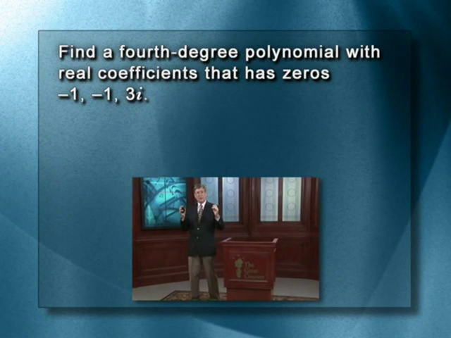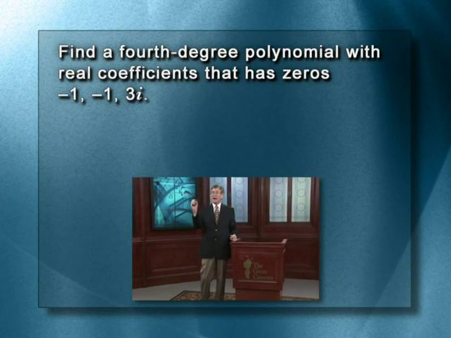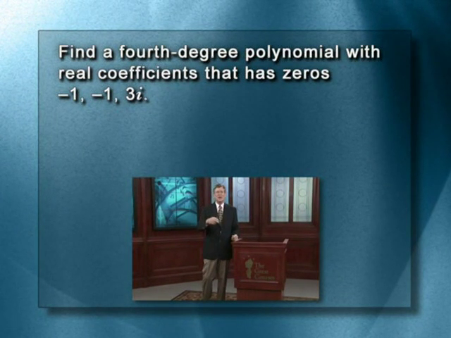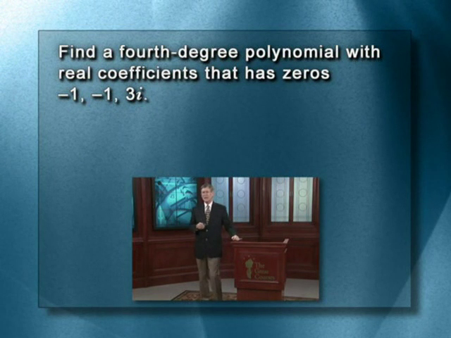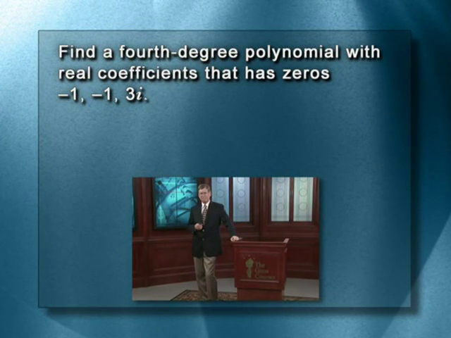Okay, we've done this before. Let's do it again. You be the teacher. Here's what your task is today. You're making up another test. And now you want to find a polynomial, say of degree 4, with real coefficients, and it has certain zeros. You'd like to construct a polynomial, say, with zeros -1, -1, and 3i. What should that polynomial look like?